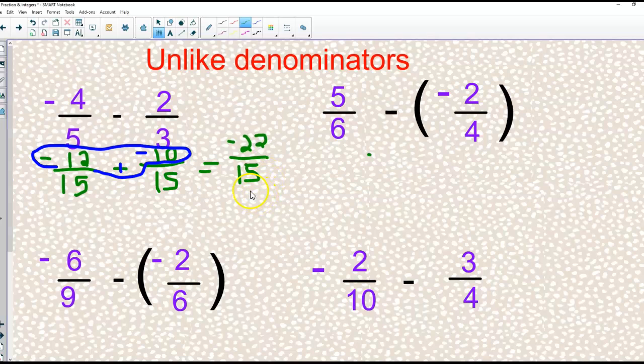Now, that is improper, so I'm going to change it. It would become 1 7/15. That cannot be reduced. And I also bring the negative sign with me. So my final answer would be negative 1 7/15.